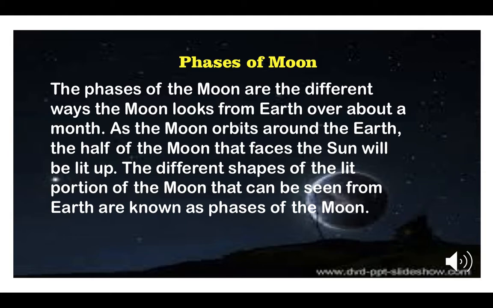The phases of the moon are the different ways the moon looks from Earth over about a month. As the moon orbits around the Earth, the half of the moon that faces the sun will be lit up. The different shapes of the lit portion of the moon that can be seen from Earth are known as phases of the moon.